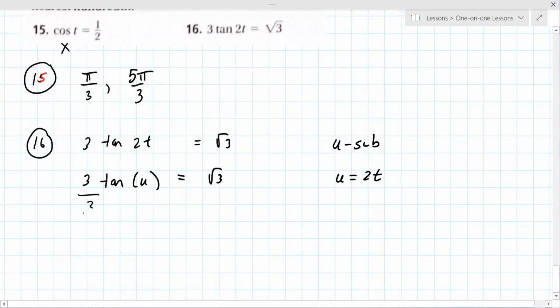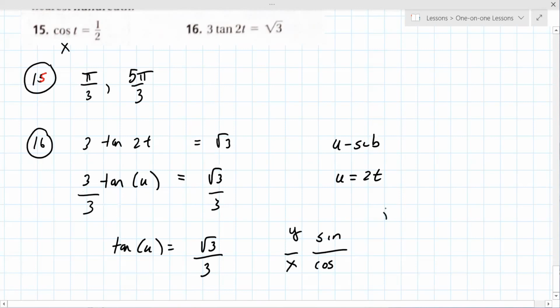And then you're going to divide both sides by 3. So tangent of u equals the square root of 3 over 3. Now there are 2 places on the unit circle where the tangent equals the square root of 3 over 3. But let's remind you that tangent is sine over cosine, which is the y over the x. This only occurs when you get 1/2 over the square root of 3 over 2.